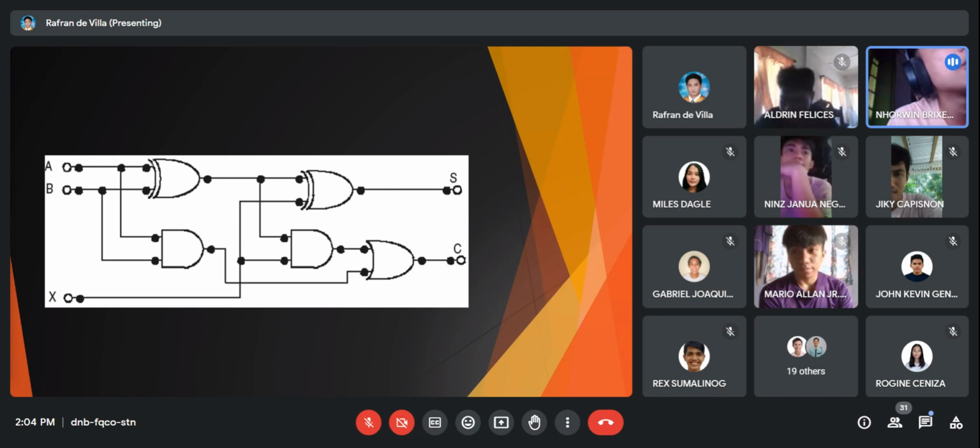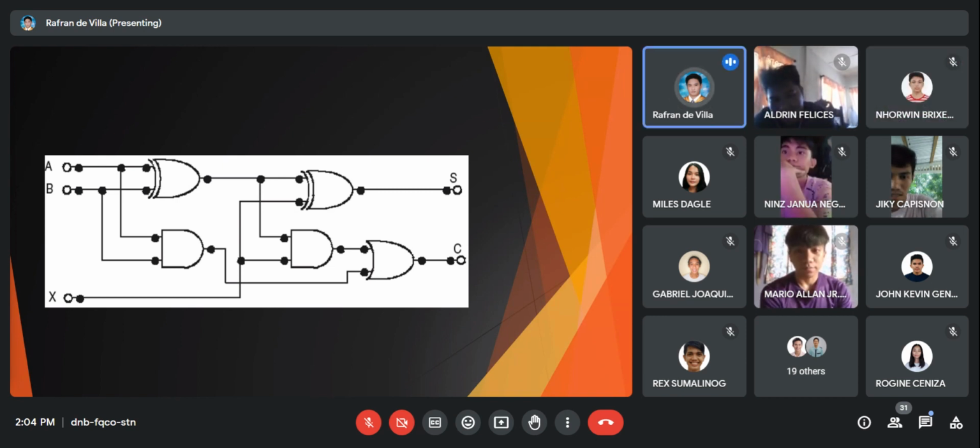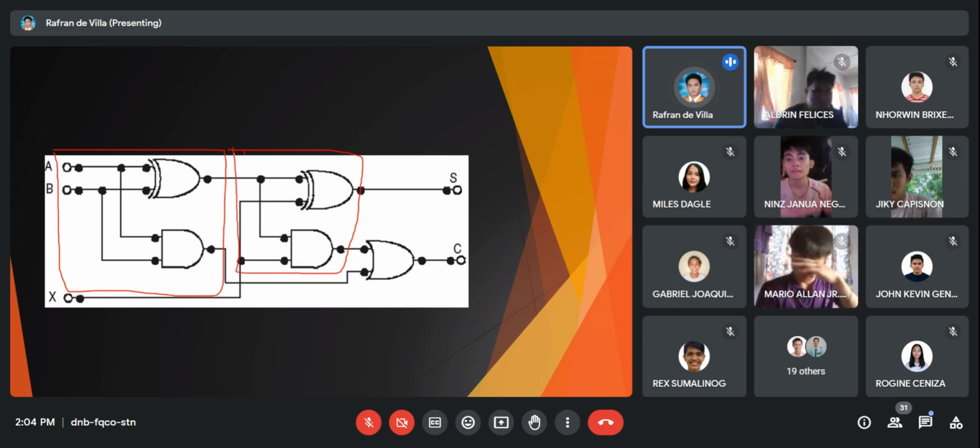It looks like two half adder circuits, except for the end of the carry. So, guys, that is the similarity. If you look at a full adder circuit, it is made up of two half adder circuits. So in a way, the design of the half adder circuit is reused in the full adder circuit, thereby simplifying its implementation.